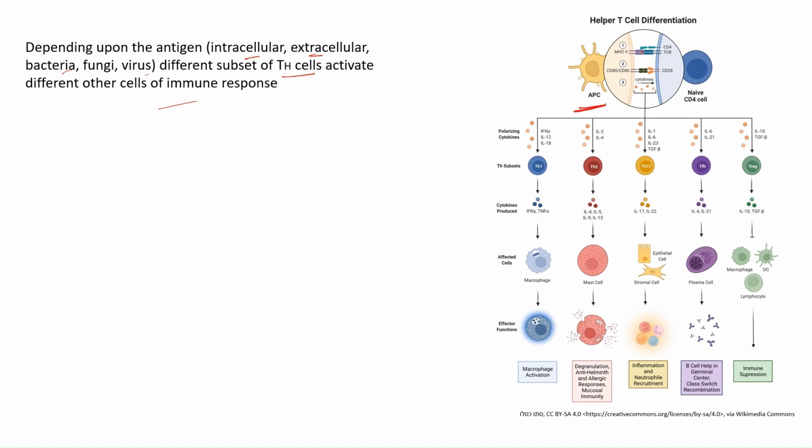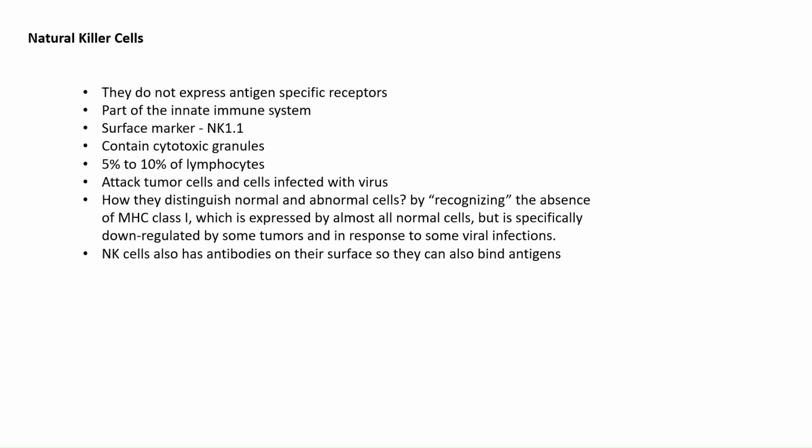See here, the antigen presenting cell is presenting the antigens to CD4 cell. CD4 means TH cell. Now, they can differentiate into TH1, TH2, TH17, TFH, TREG, that is for regulation. And similarly, they will help to activate other cells. So these are about T lymphocytes. The next is natural killer cells. They do not express any antigen-specific receptors and are part of innate immunity. They contain certain cytotoxic granules and constitute 5 to 10% of lymphocytes. Their function is they attack tumor cells and cells infected with virus.